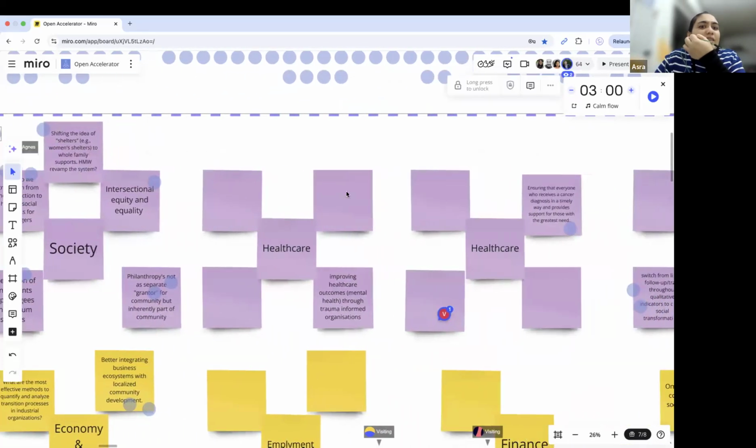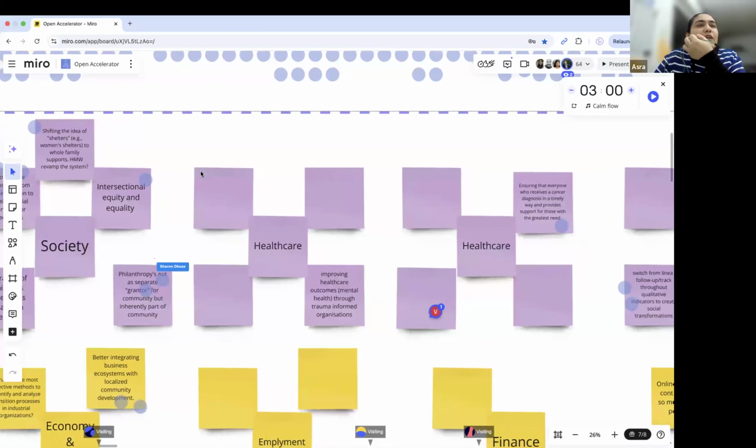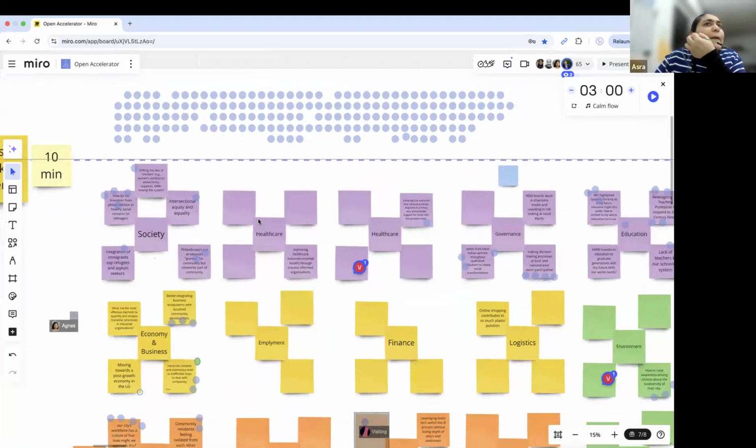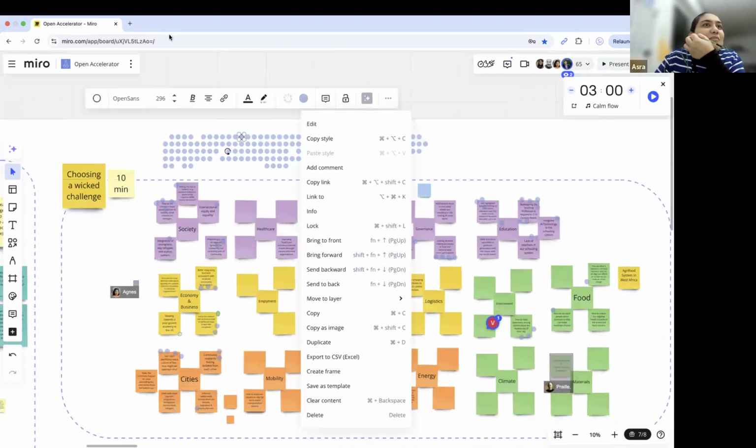We also have one under healthcare: ensuring that everybody who receives a cancer diagnosis gets it in a timely way, and providing support for those with greatest need. I think I've pretty much covered everything. Great, thank you, Azra.